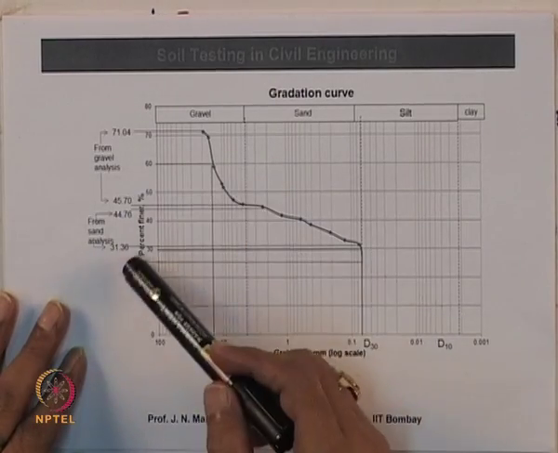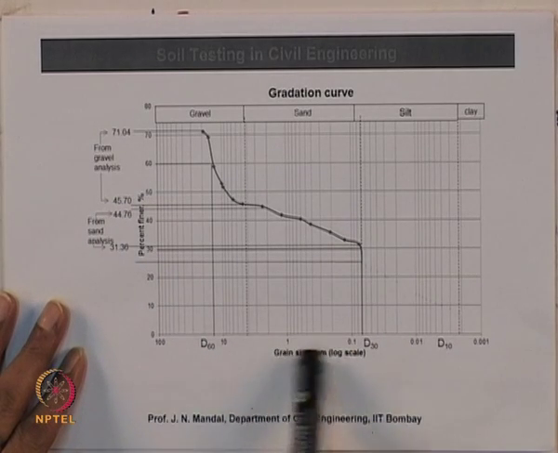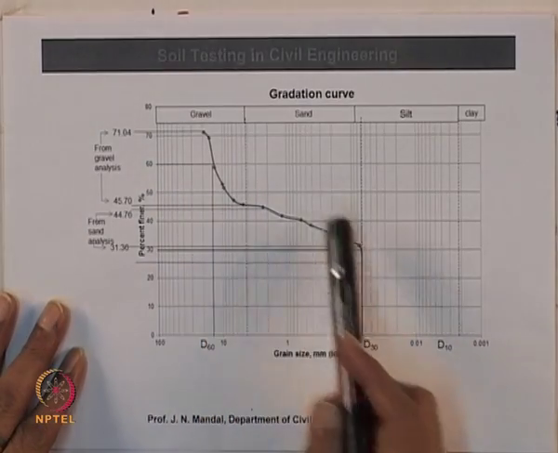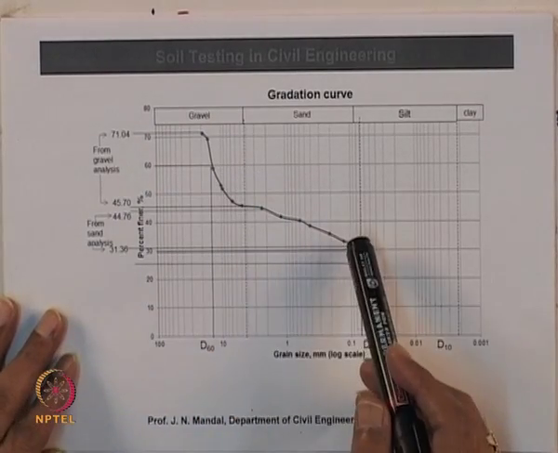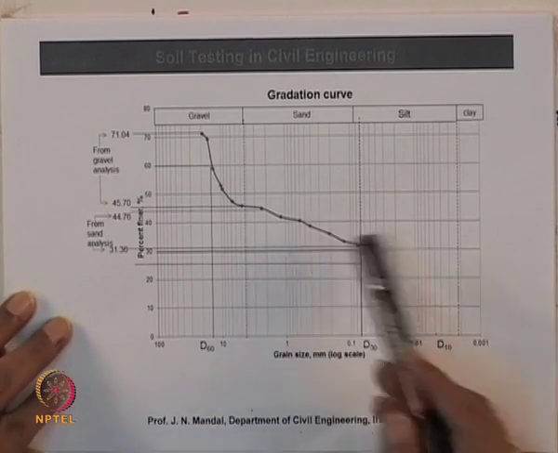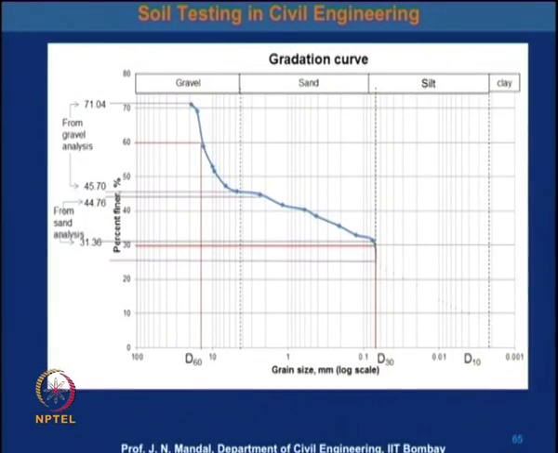So, you know the percentage finer and the grain size of the sample. So, you can draw the grain size distribution curve for the gravel analysis and the sand analysis. This way we have to draw the gradation curve of the soil sample.